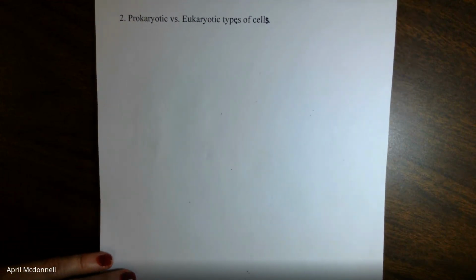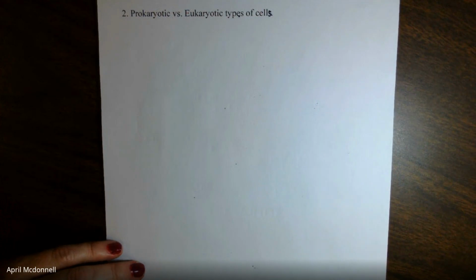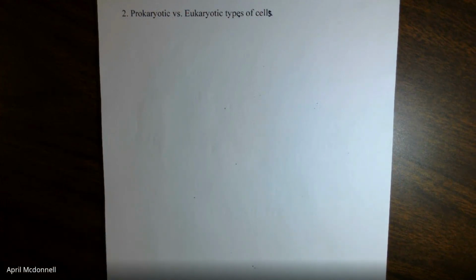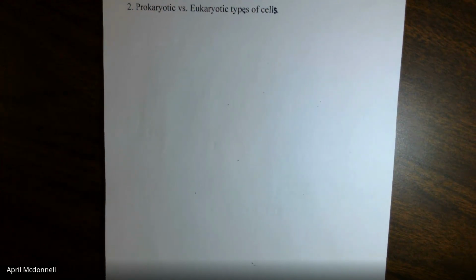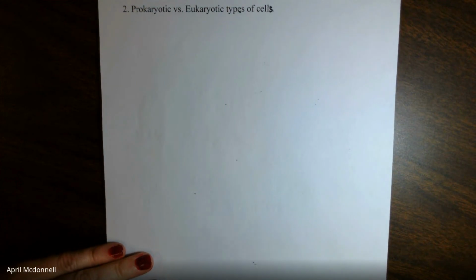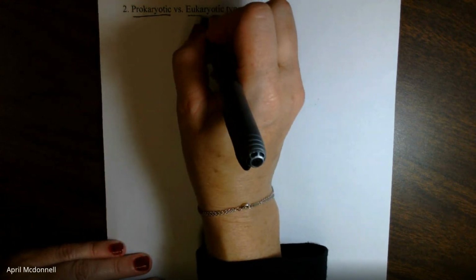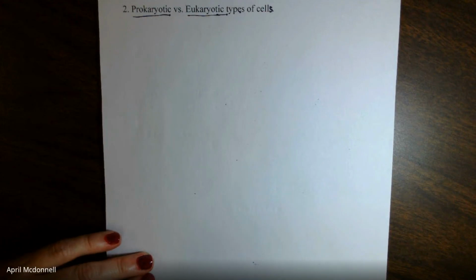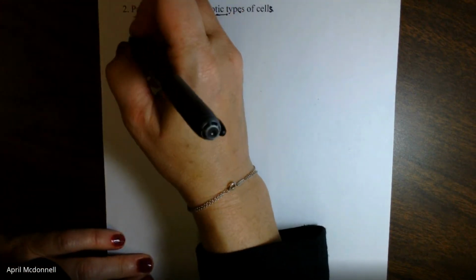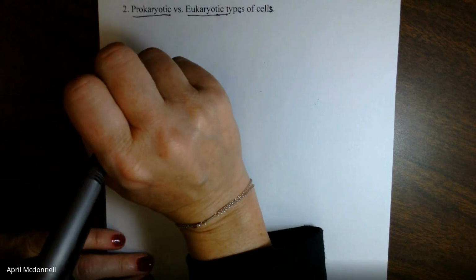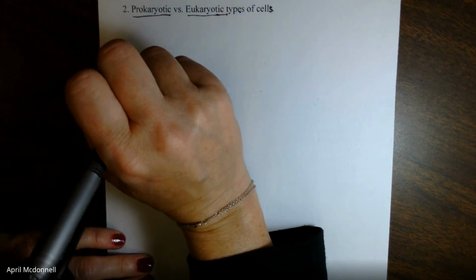Let's continue on to question number 2 and discuss 2 major different types of cells. We have a lot of different types of cells, but all of these different types of cells that we find globally can be characterized into one of 2 major groups of cells. These 2 major groups of cells are called prokaryotic and eukaryotic. I'm going to rewrite the terms next to each other and draw a prokaryotic cell next to a eukaryotic cell.